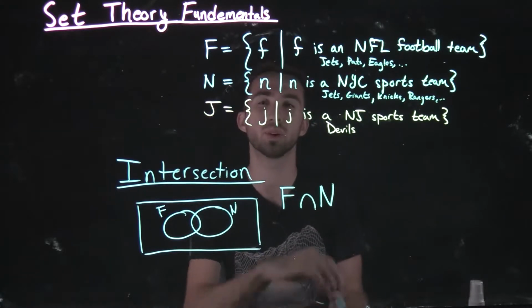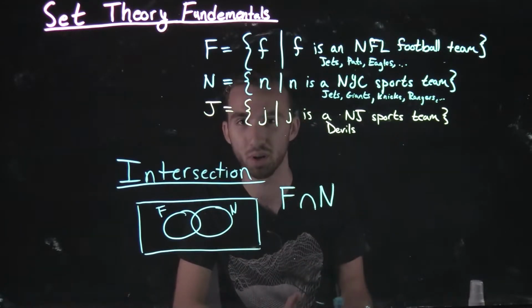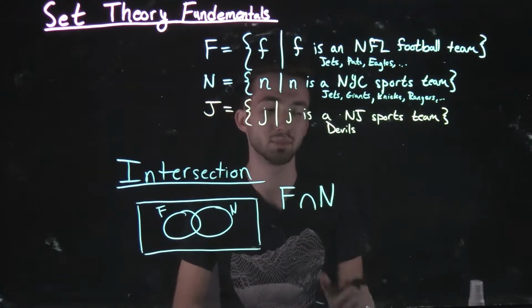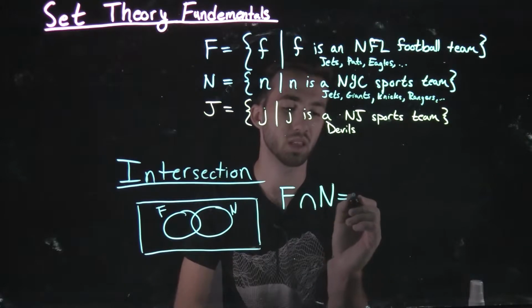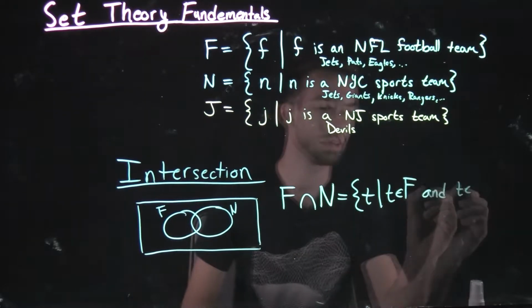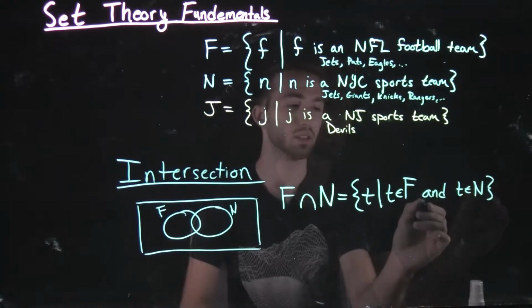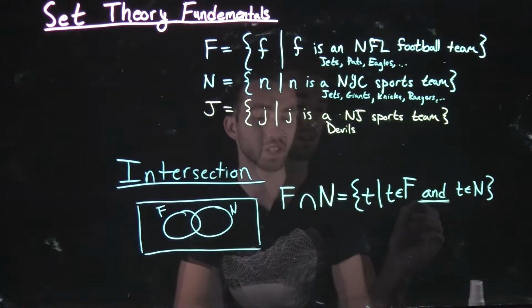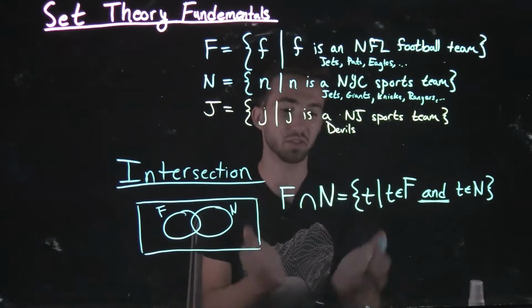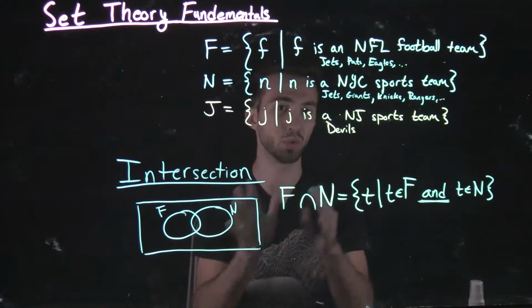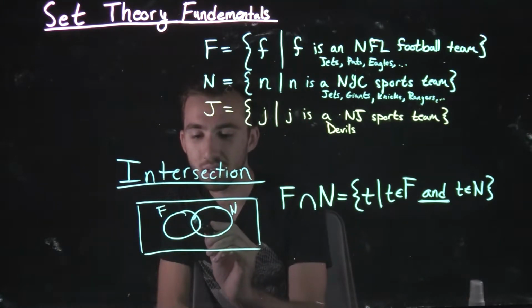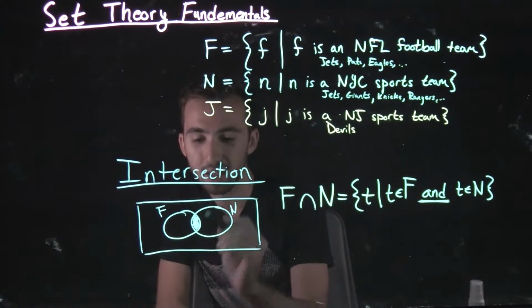Now for this example, we're going to be taking our set F, which is all football teams, and our set N, which is all New York sports teams, and we're going to be intersecting them. And what does this mean? It's going to be T such that T in F and T in N. And this is a very important "and". Well, this means we're creating a new set that has all the items of F and N that are inside both of them. So if we're looking at our Venn diagram, it's this shaded region right here.